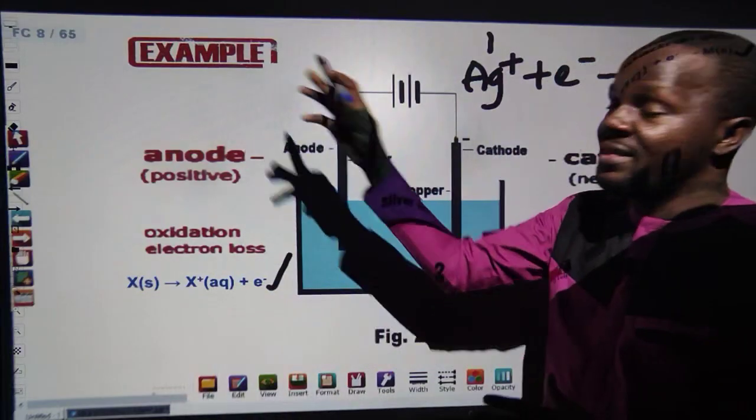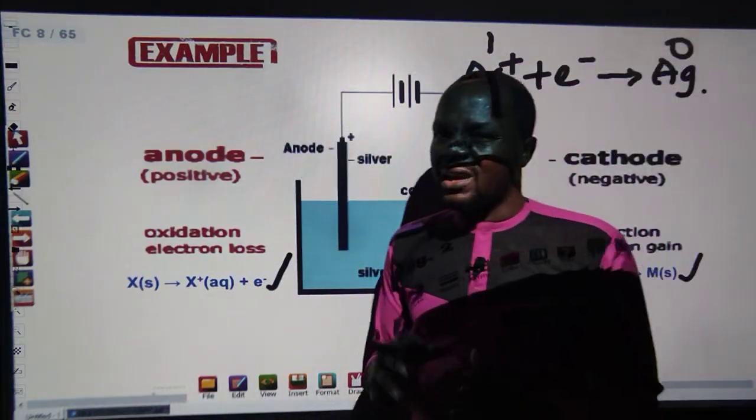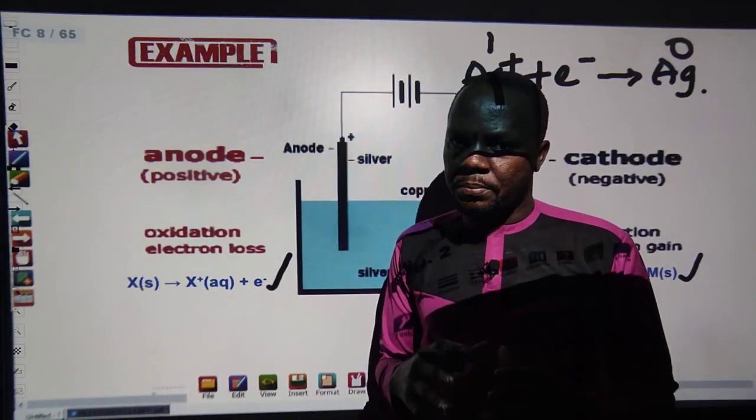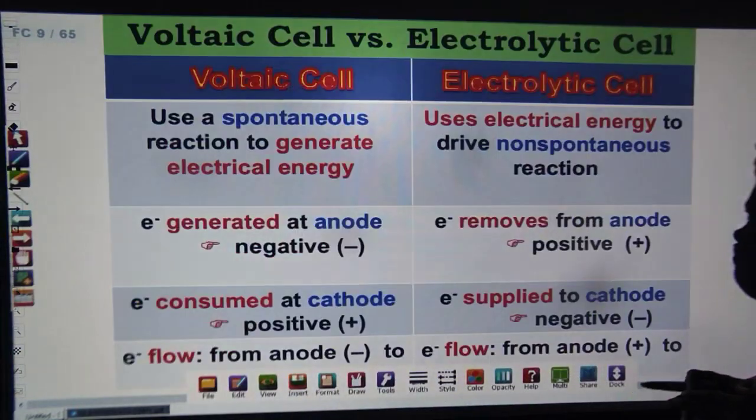I don't want to waste time. This is just 8 of 65. This is a simple setup of how electrolysis is carried out. Just keep it in mind. Oil rig, power, NCR. I don't think you should have any problem there. The next one. Thank you.